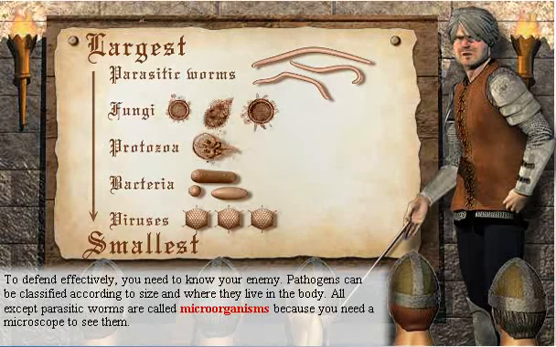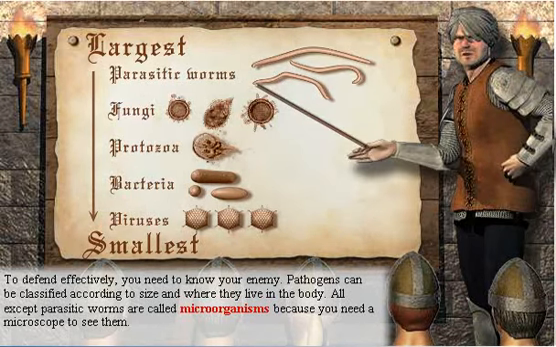To effectively defend your body, you need to know your enemy. Pathogens can be classified according to size and where they live in the body. The largest pathogens are the multicellular organisms, such as parasitic worms. All of the others are called microorganisms because you need a microscope to see them.